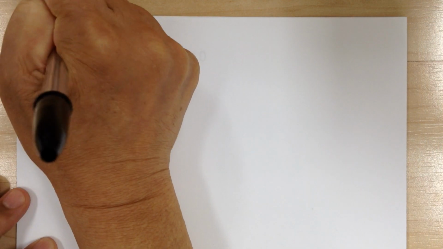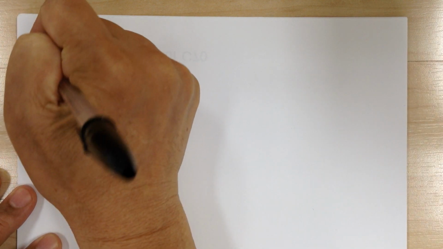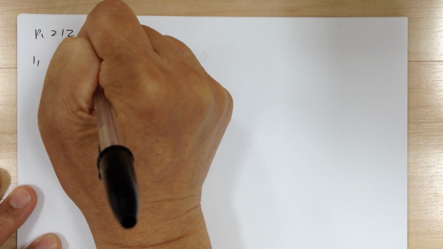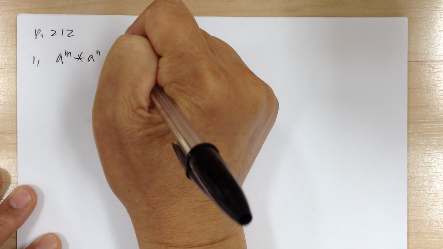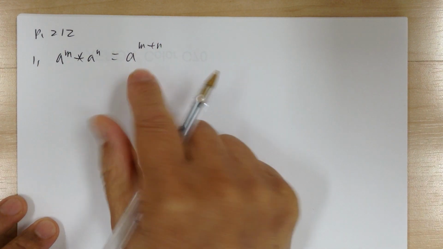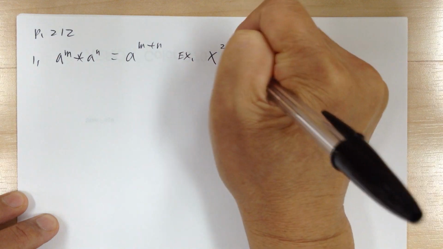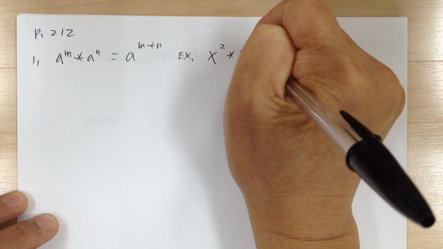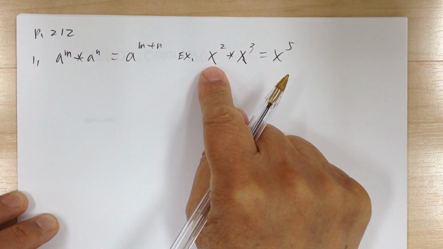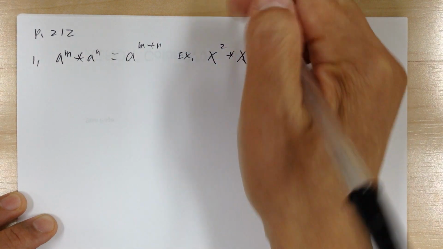Page 212. These are the laws of exponents. Number 1, you have a to the m times a to the n. This is equal to a to the m plus n. We covered this before already. An example of that would be x squared times x to the 3. This will equal x to the 5, because you have 2 of these and 3 of these, so you get 5 factors. You just add the exponents.